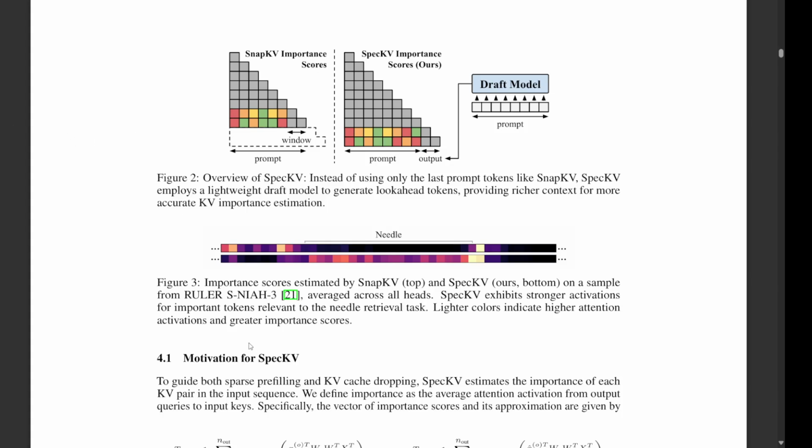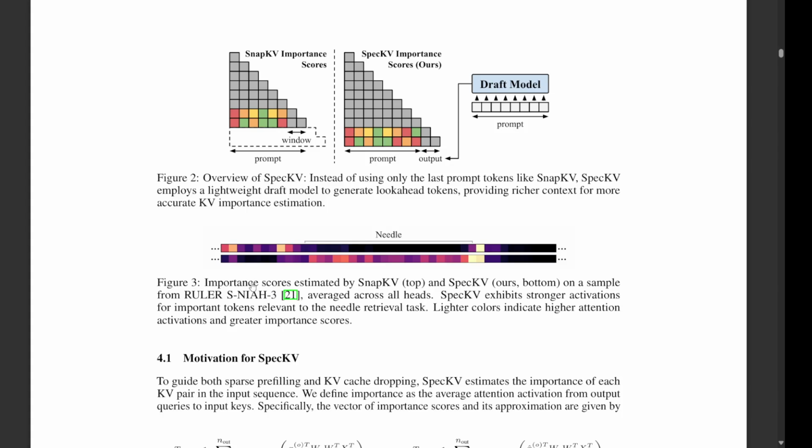How? Instead of just using attention calculated from input tokens, SpecKV runs the draft model to get some future tokens first. Then, it looks at the attention from those draft output queries back to the original input keys. Whoa, okay. So it's using the draft's prediction in the future to figure out what was important in the past input. Essentially, yes. Combined with attention from recent input tokens, it gives a much richer, more forward-looking estimate of importance.